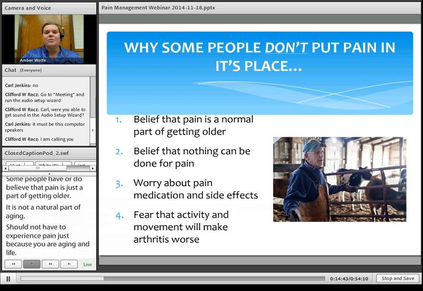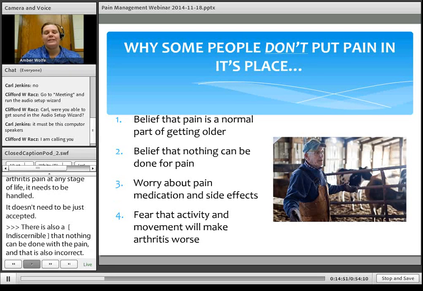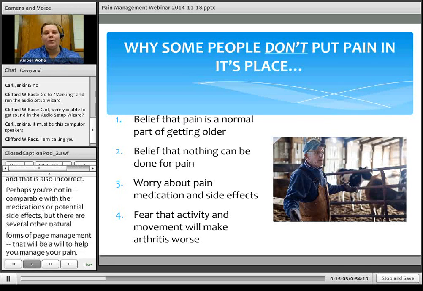There's also a general belief that nothing can be done for the pain, and that also is incorrect. Perhaps you're not comfortable with the medications or the potential side effects, but there are several other natural forms of pain management that we'll talk about today that will be able to help you manage your pain. We're not going to say that we can fully take away all of your pain, as again, everyone is different, but we're going to attempt to help you at least manage what is happening to you.